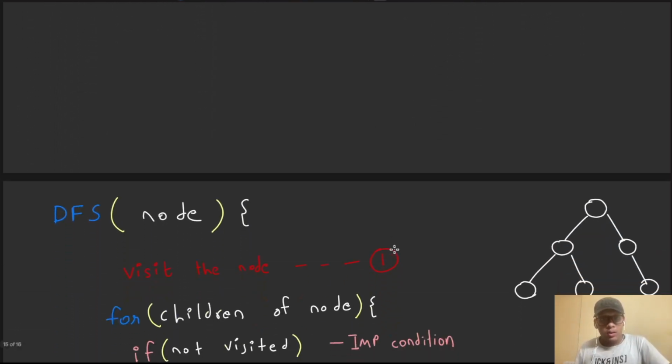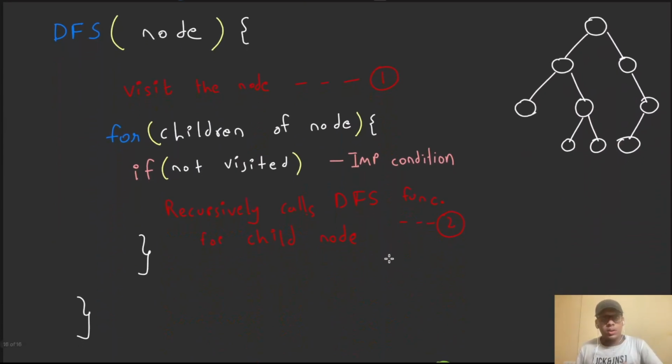Let's move to the algorithm. So this is how the basic algorithm looks. It's very simple. It basically consists of two steps. First one is visiting the node, and second one, if the child node is not visited, we need to call the DFS function for that child node. So let's understand this through an example. For example, I'm calling it from this node.